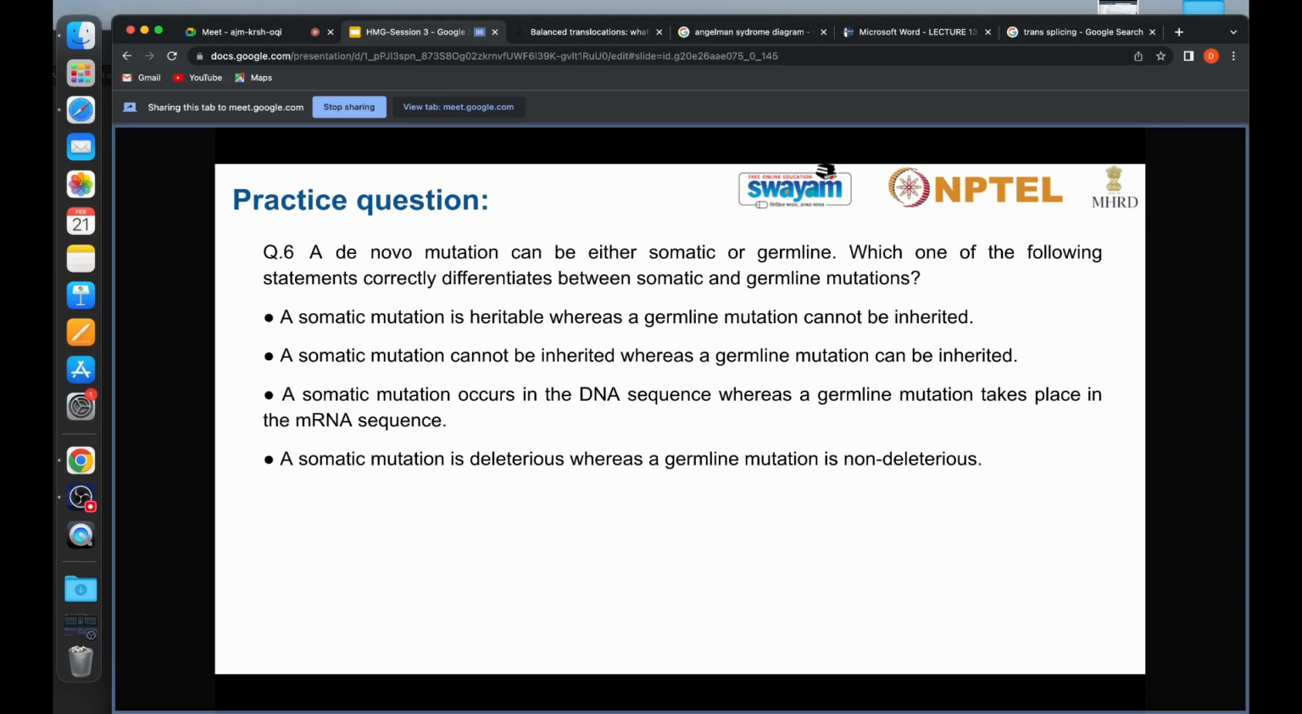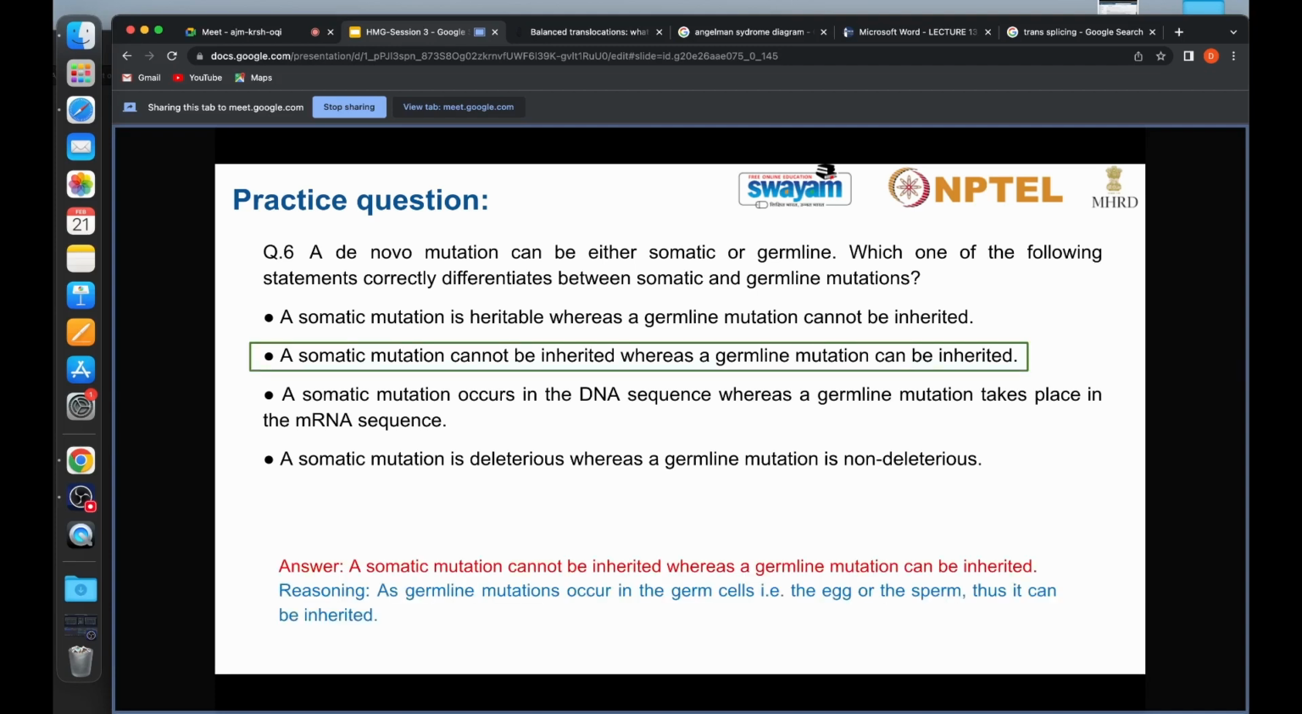The mutations which occur in the somatic cells are not heritable, because only the germ cells, the sperm or egg, pass on to the next generations. So any mutations occurring in the somatic cells won't be inherited, whereas germline mutations are heritable mutations. So the correct answer was option 2, which says a somatic mutation cannot be inherited, whereas germline mutations can be inherited.